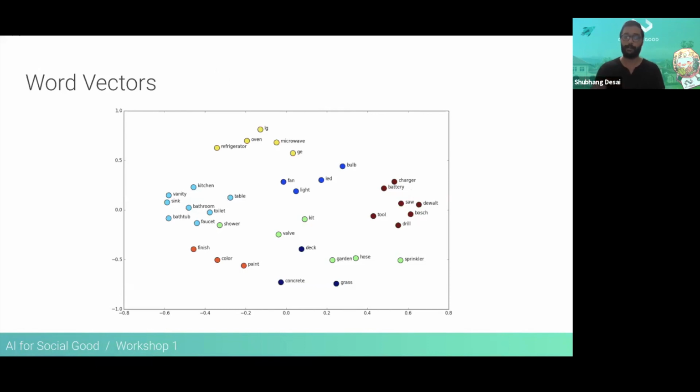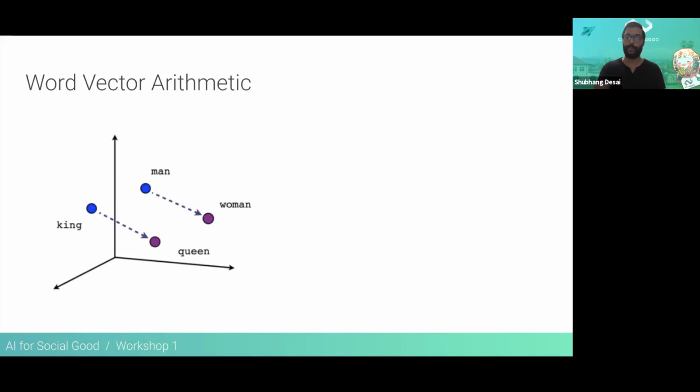It also has another property. In general, we see this sort of arithmetic that we can do with word vectors. So here, the vector that we obtain from subtracting woman from man is the same as the vector that we obtain from subtracting queen from king. So that's pretty cool. This is an analogy that we can draw: man is to woman as king is to queen. So that's pretty neat. It's gained some sort of understanding of the world and how it works.